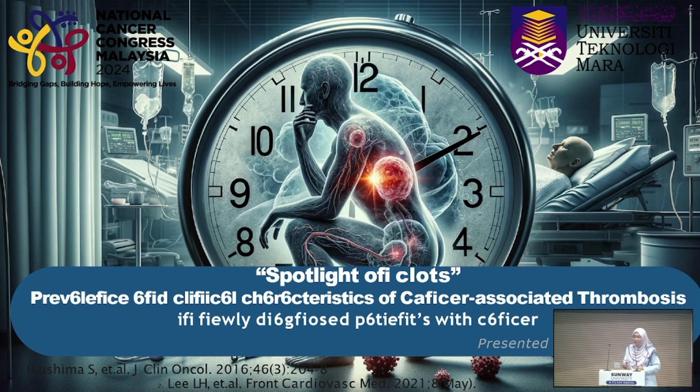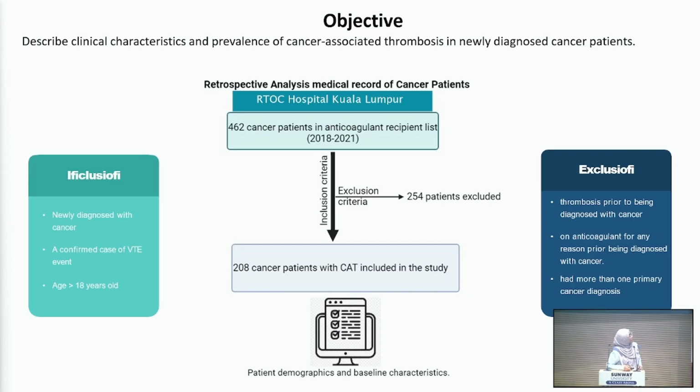However, identifying cancer patients who are most likely to develop CAT is very challenging, as CAT presents with no obvious signs and symptoms, and the wide range of factors around cancer patients makes it more difficult to identify. So today I will turn the spotlight on clots and present to you the prevalence and clinical characteristics of cancer-associated thrombosis in newly diagnosed patients with cancer.